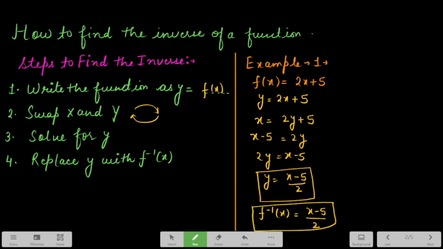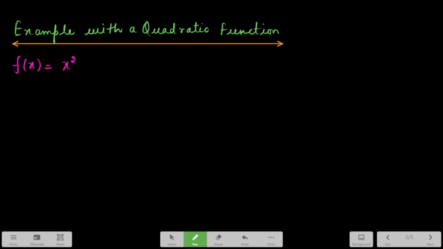Take the next example, quadratic function. Find the inverse of f(x) = x squared. But the condition is the domain is x greater than or equal to 0. Let me explain why we need domain restriction: because a function must be one-to-one. Note this line.